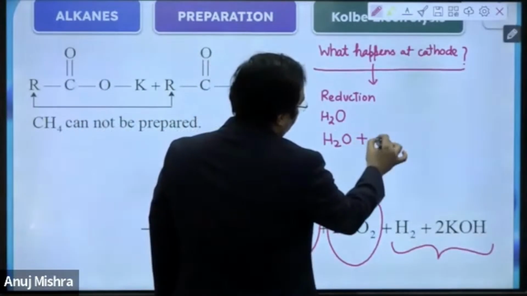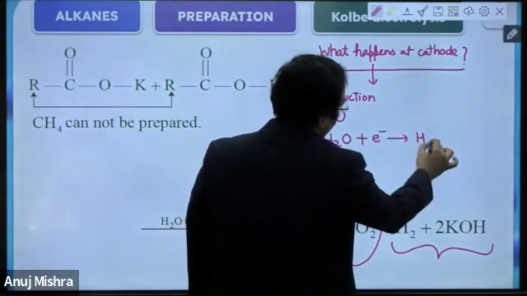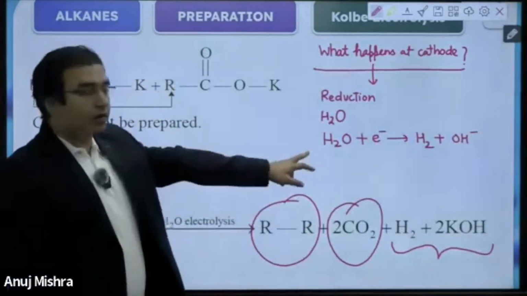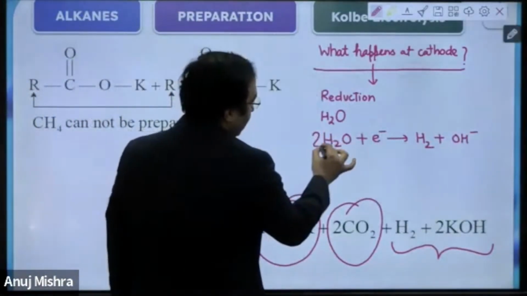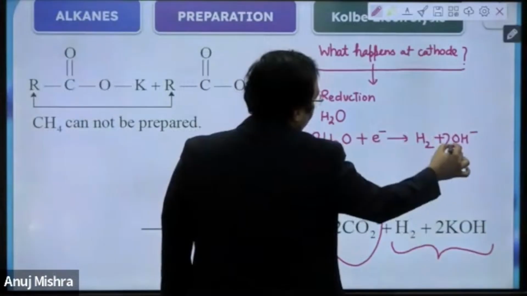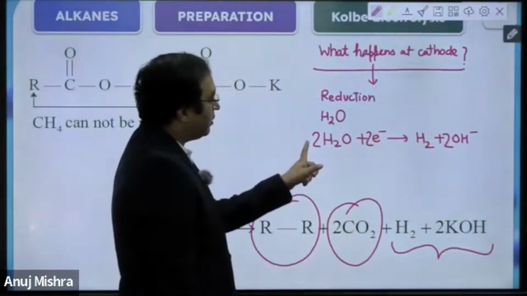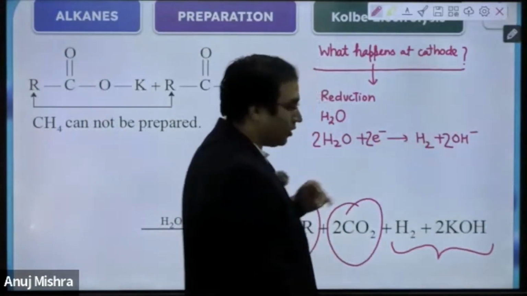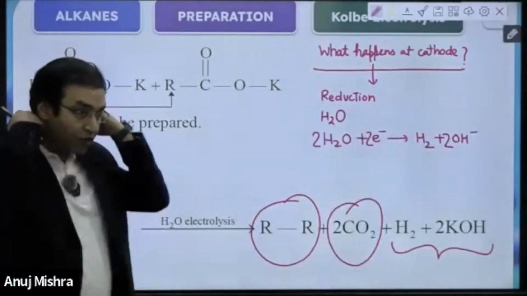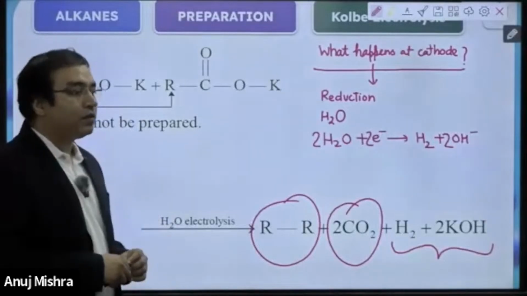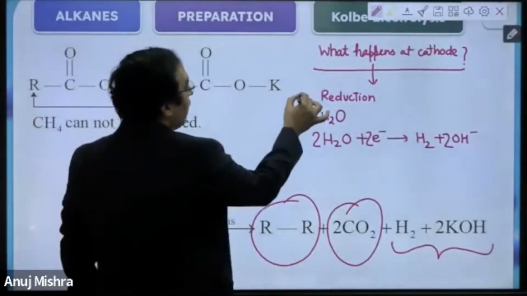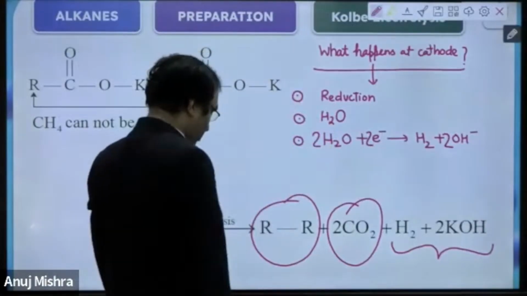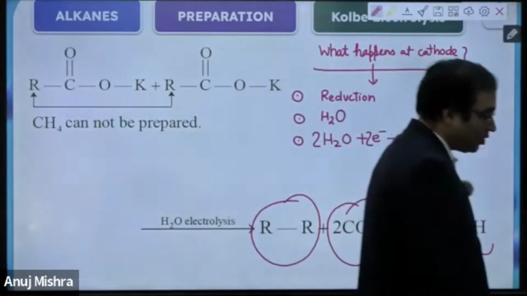Note down, writing like this. Just see. So we'll write like this. Balance it: H2, 2 OH minus, 2 electrons. How to balance? 4 hydrogen, 2 oxygen, 2 oxygen, 2 electrons, 2 negative charge. Everything is balanced? Check please. Everything is balanced? So this is how we write the expression. This is the reduction reaction of water.